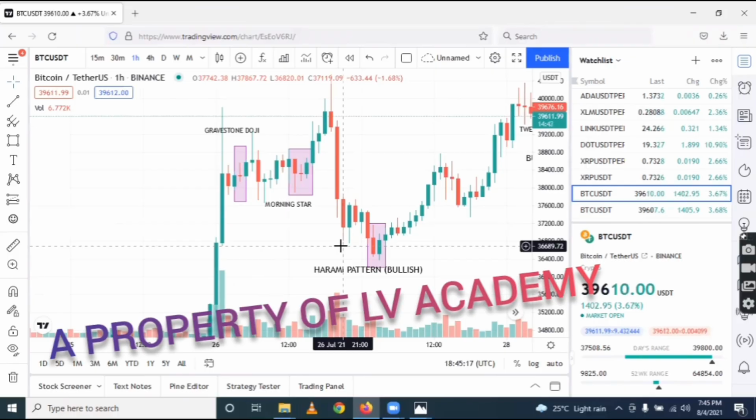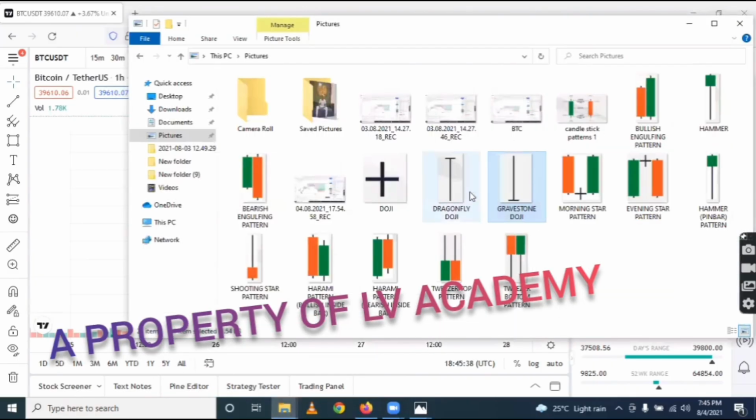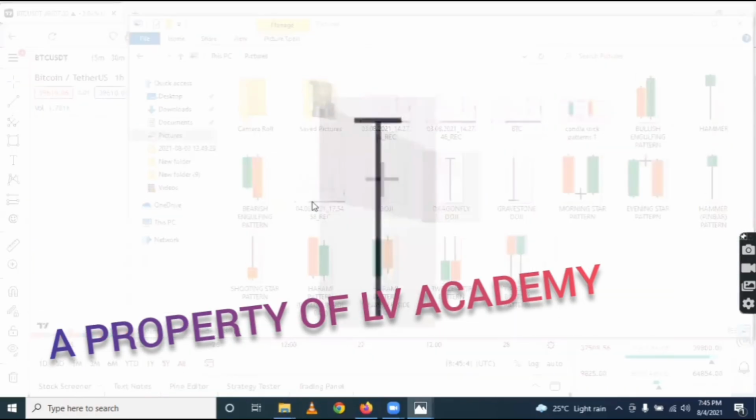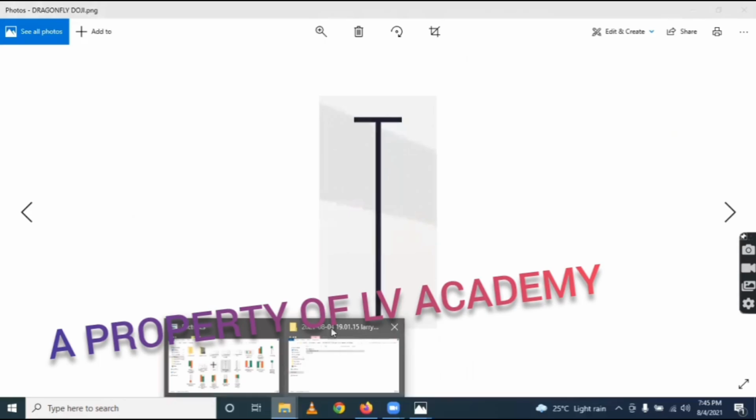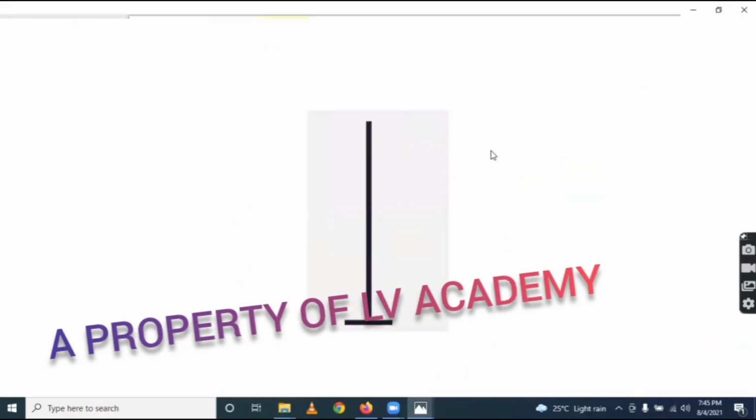So it's also formed when the opening and closing price are similar. They close at almost the same price, but slightly lower than the opening price. And the major difference is that it has its tail at the top rather than the bottom. So for the gravestone, the tail is at the top. Let me show you the picture. See, dragonfly, the tail is at the bottom. But for gravestone, the tail is at the top.